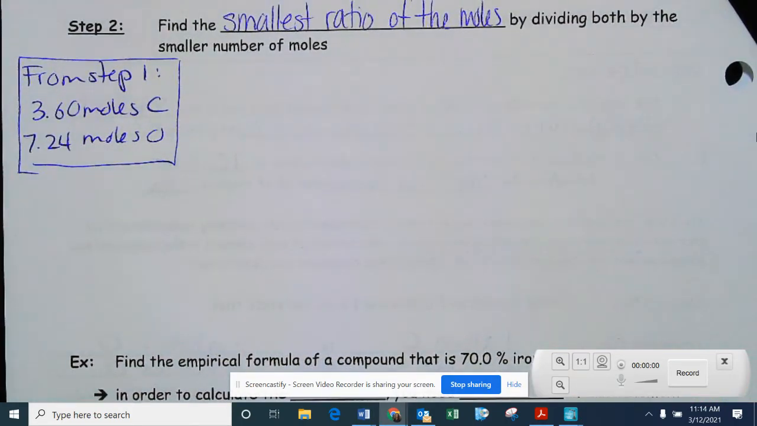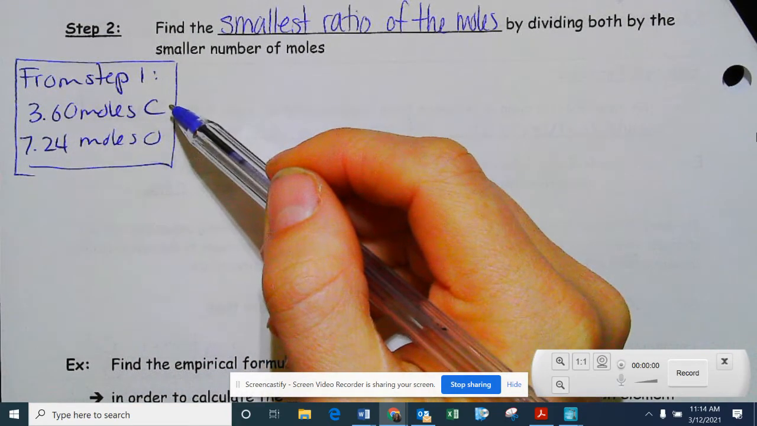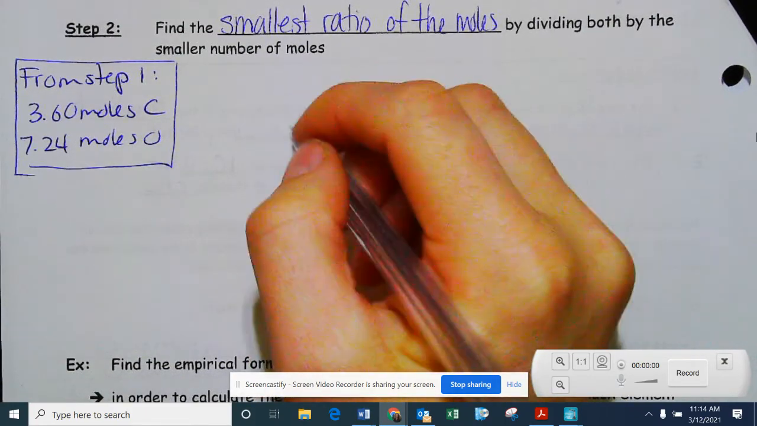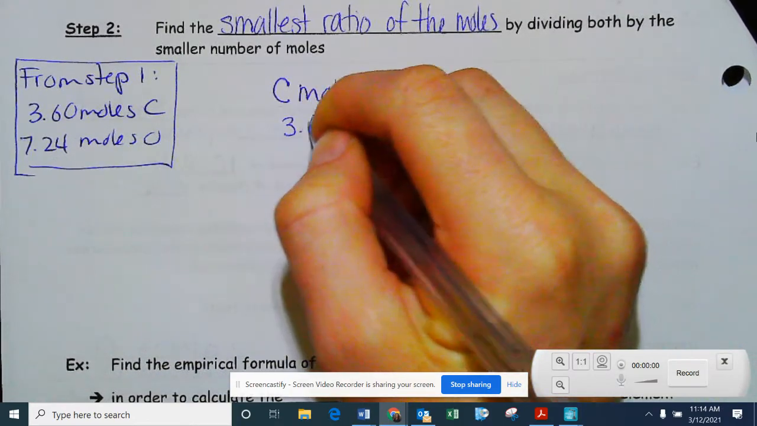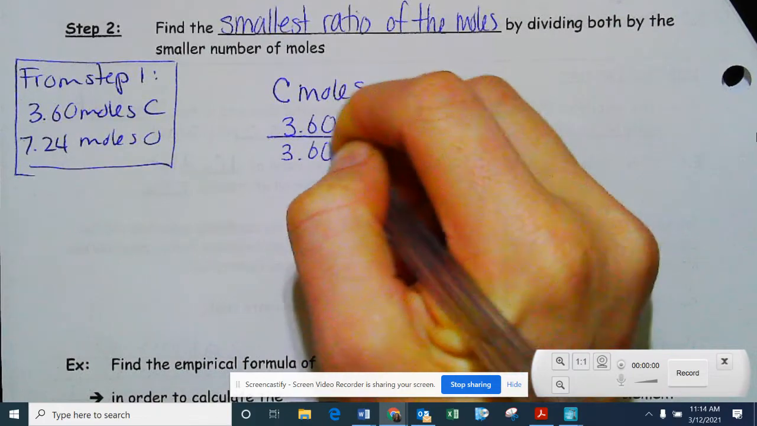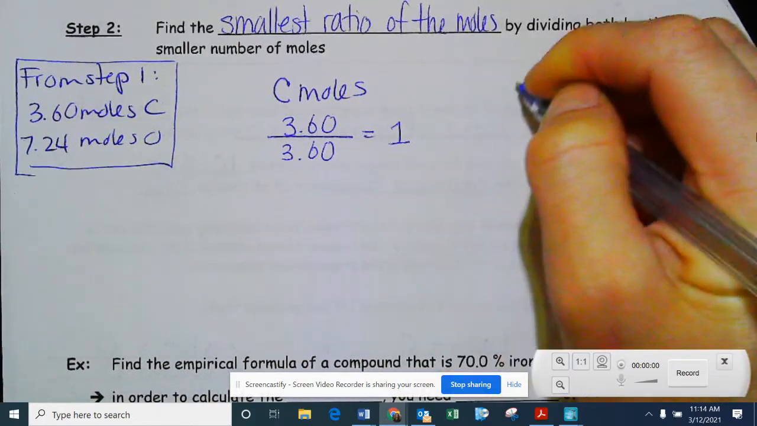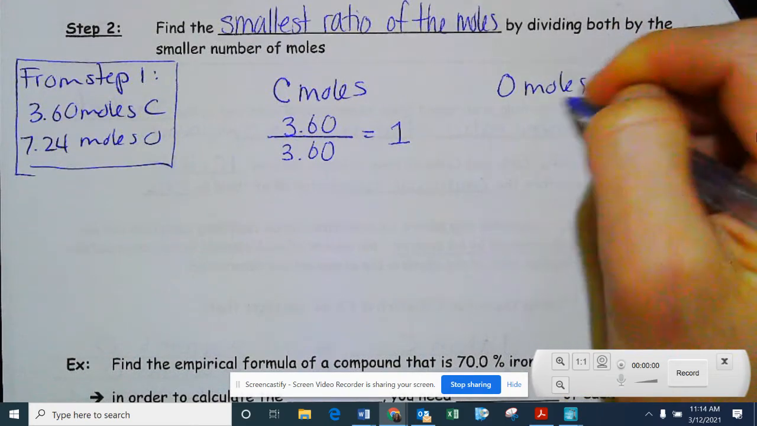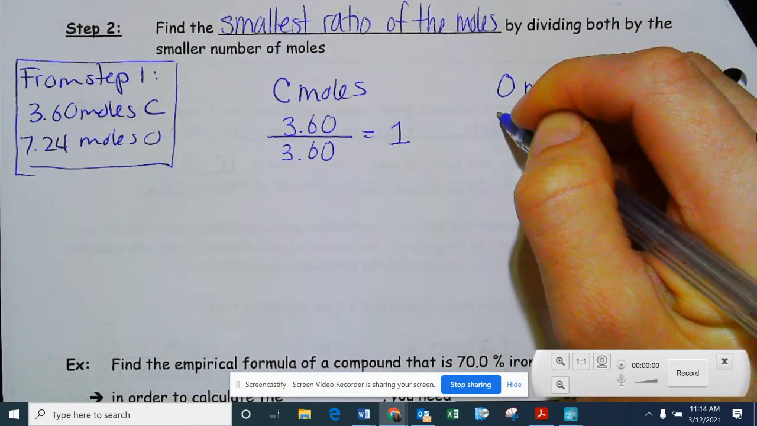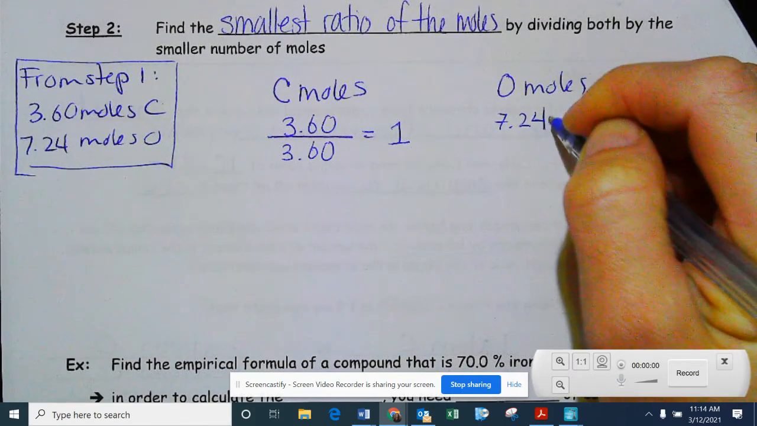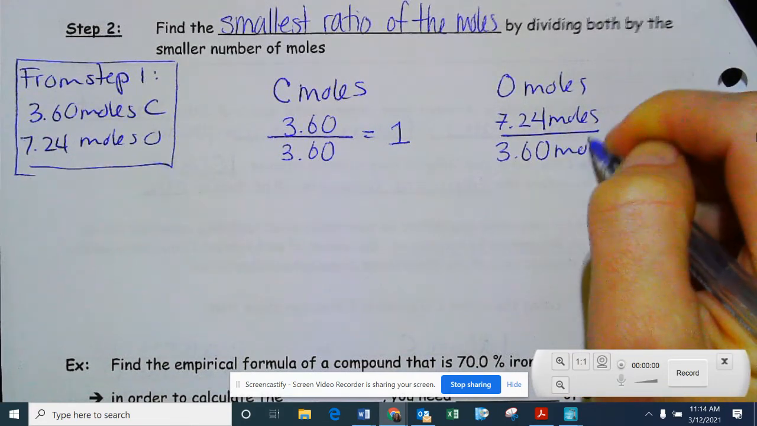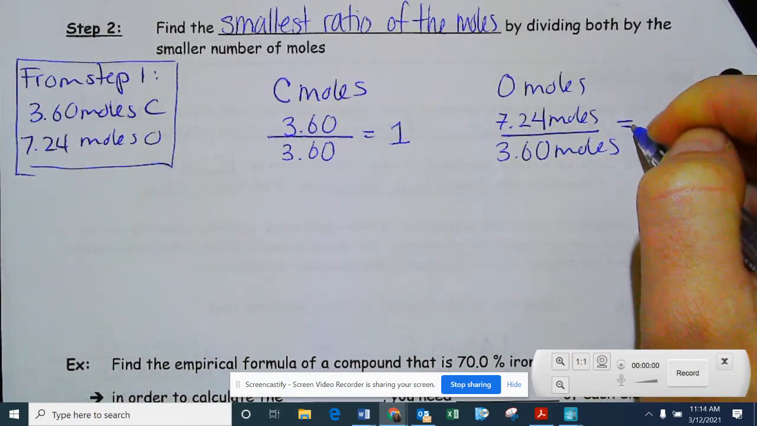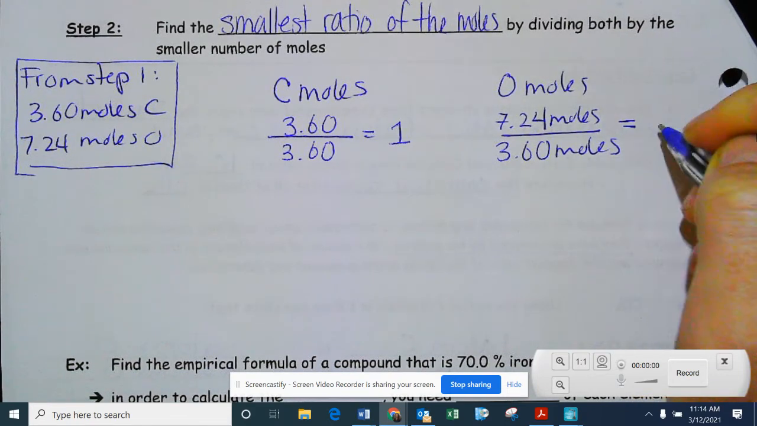By dividing both by the smaller number. The smaller number in this case is 3.60, right? So carbon moles will be 3.60 divided by 3.60, which is just going to be 1. And then oxygen moles is going to be my moles of oxygen, which is 7.24, divided by my moles of carbon, which is 3.60 moles.